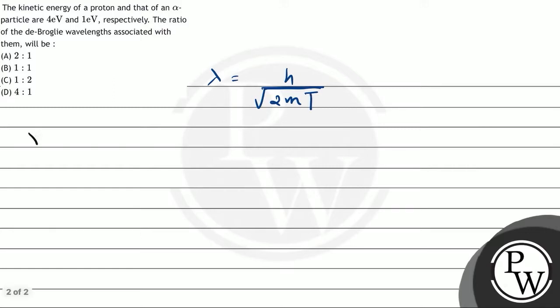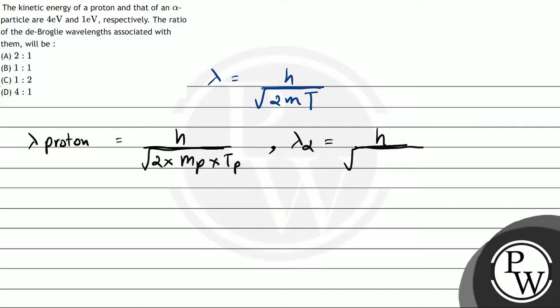Correct. So now lambda for proton is equal to h over root of 2 into mass of proton times kinetic energy of proton. Similarly, lambda for alpha particle is equal to h over square root of 2 into mass of alpha particle into kinetic energy of alpha particle. Correct. Now what we have to find is the ratio of de Broglie wavelengths.